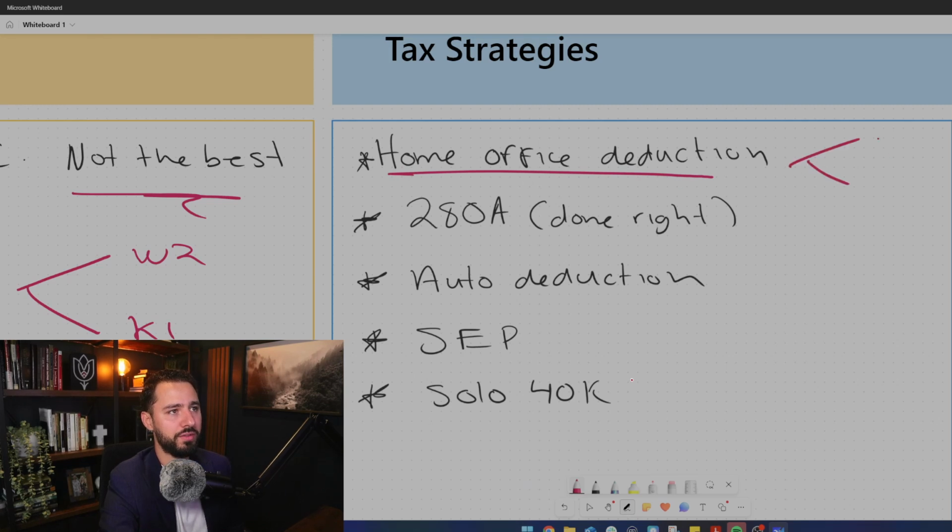You can either use the actual or you can use the simple method. And again, it's too long to go into this, but you can use a specific calculation for each. Make sure which one is best for you, and make sure you talk to your CPA.